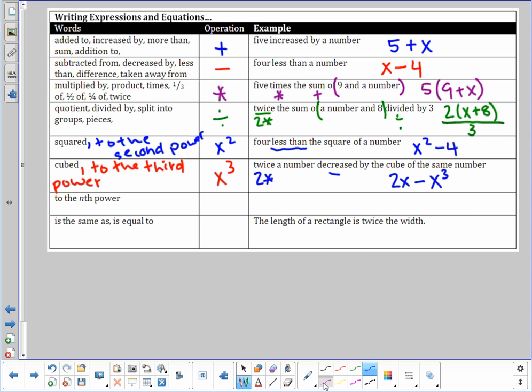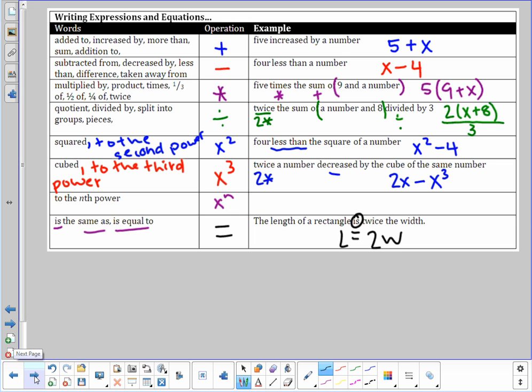To the nth power looks like this, x to the n. Okay, we don't have an example phrase over there, but that's okay. And then the last one is, same as, is equal to. All of those words mean equals. So the length of a rectangle is, tells you equals, twice the width. That's L equals 2W.